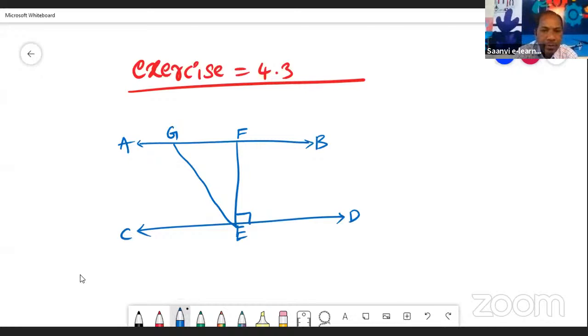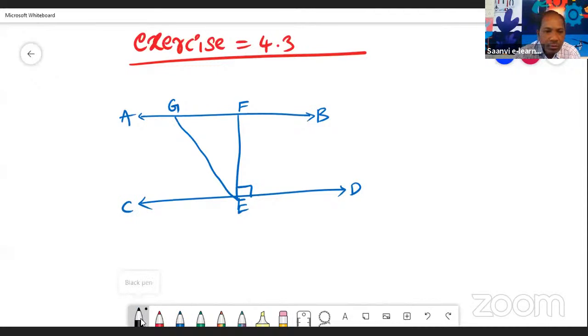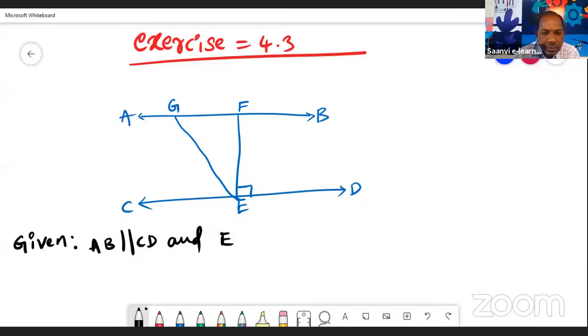So in this figure, what is given? AB parallel CD, and this is the parallel symbol. EF perpendicular to CD, this is the perpendicular symbol. And next, what is given? Angle GED is equal to 126 degrees. Angle GED means this total angle. This angle is equal to 126 degrees.